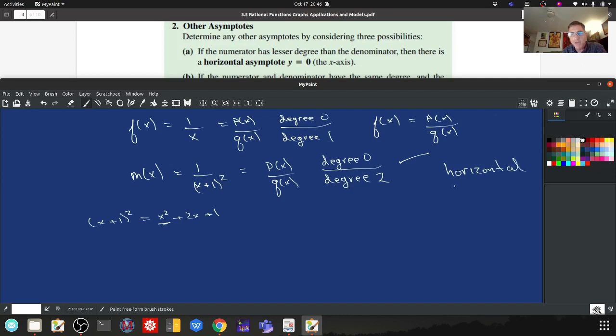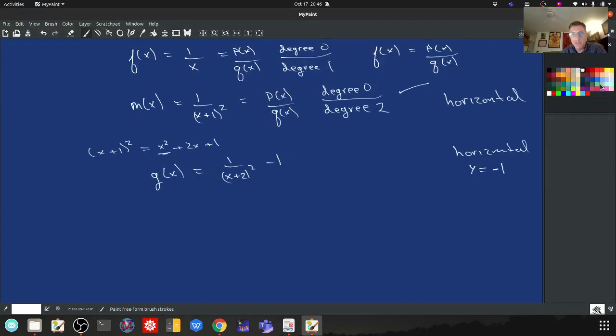But we discovered that if we do g of x is equal to 1 over (x plus 2) squared minus 1, notice in that case our horizontal asymptote was y is equal to minus 1. And that's not the same as y is equal to 0. So what gives? So let's look at that.